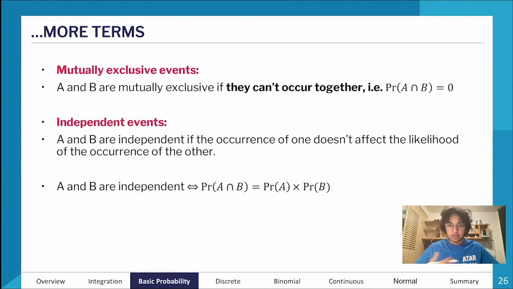Okay, and a little bit more terms. I know basic probability is just a lot of memorization, but trust me, once you get to the cool stuff with discrete, binomial, and continuous, I think it's quite worth knowing these.